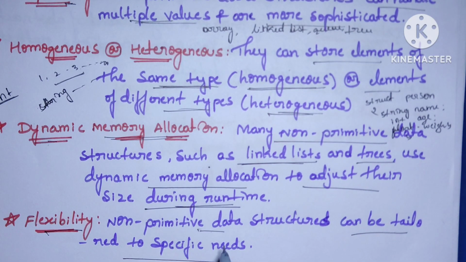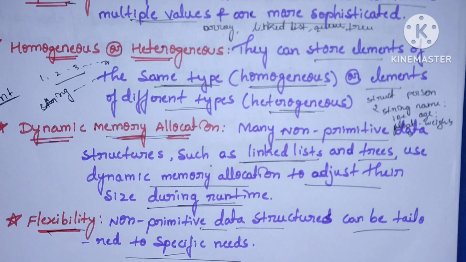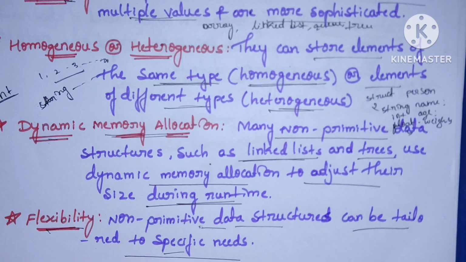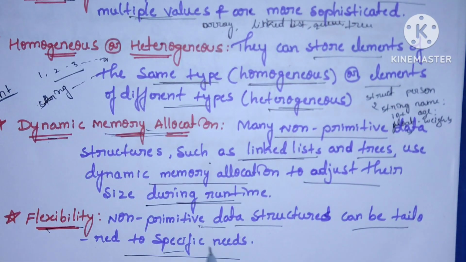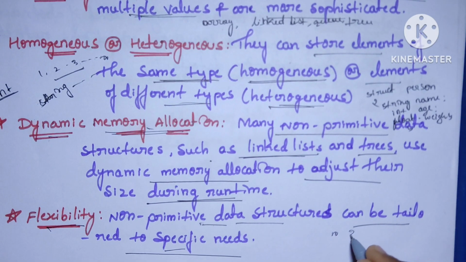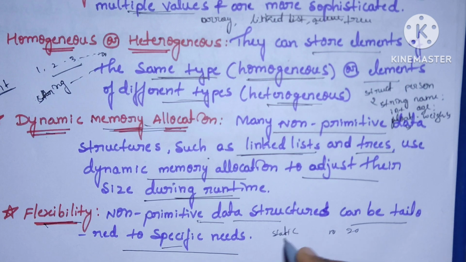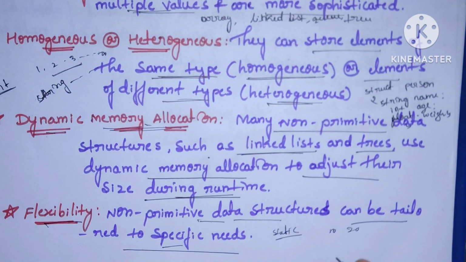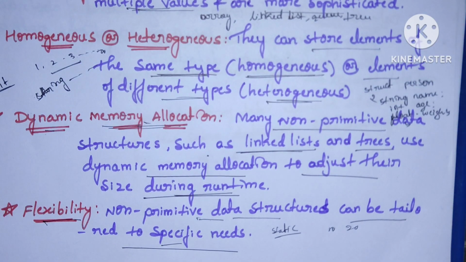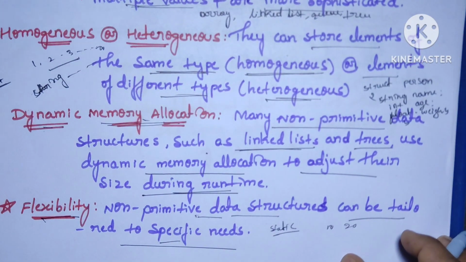So that's why we need non-primitive data structures. For example, if I'm implementing a linked list or a stack, we need flexibility, and one form of flexibility is dynamic memory allocation. If I have inserted 10 elements and during execution I am interested in 20 elements, it is not possible with static allocation. Even if I want to give some more elements, it won't accept them. So that's why we need flexibility. This is one of the characteristics of non-primitive data structures.